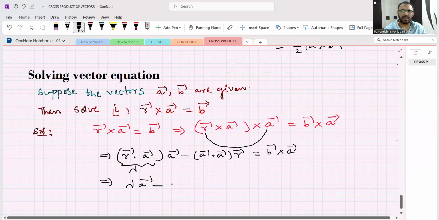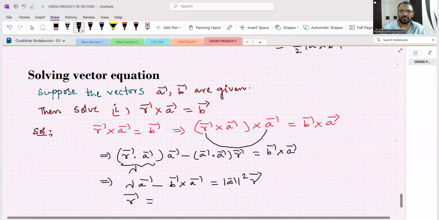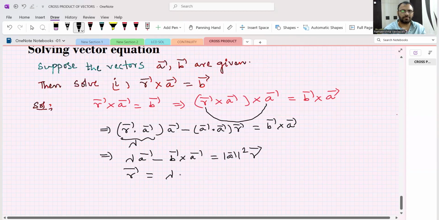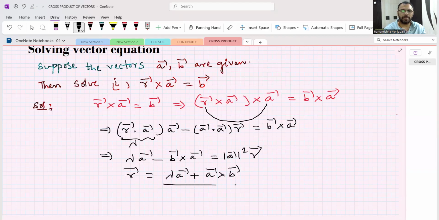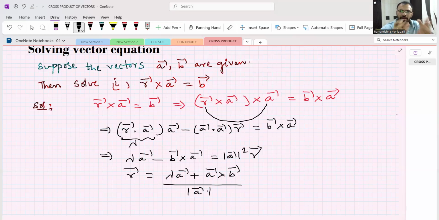Bring that right-hand side to this side. You will get minus B bar cross A bar. You will get this is mod A bar whole square into R bar. We got it. R bar is equal to lambda A bar plus A bar cross B bar, by modulus of A bar whole square. You will wonder that there will be not less than 20 questions similar to this model.